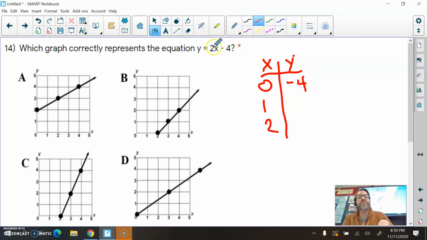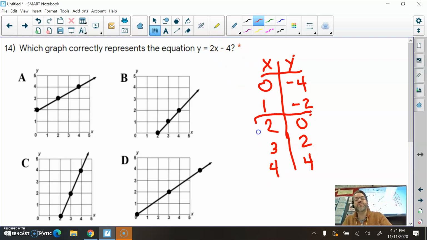If x is 1, 2 times 1 is 2. 2 minus 4 is negative 2. When x is 2, 2 times 2 is 4. 4 minus 4 is 0. I don't like these negatives here. Our graphs are all showing positives. So let's try some x values that are bigger, like 3 and 4, and see what happens. When x is 3, 2 times 3 is 6. 6 minus 4 is 2. When x is 4, 2 times 4 is 8. 8 minus 4 is 4.